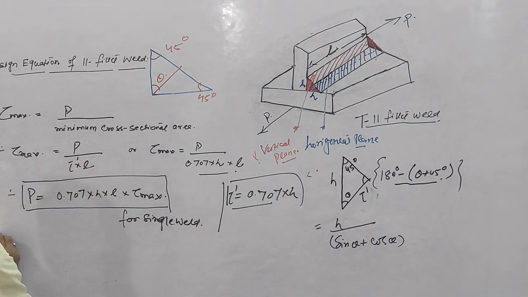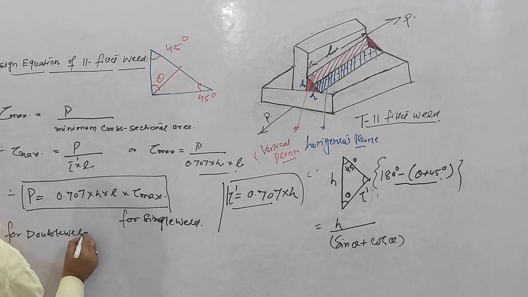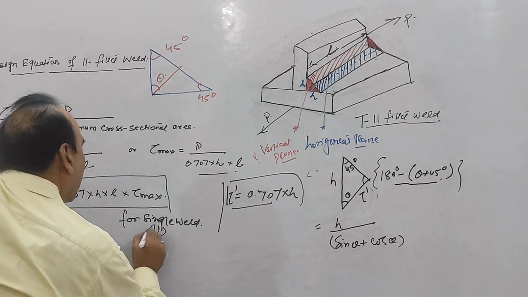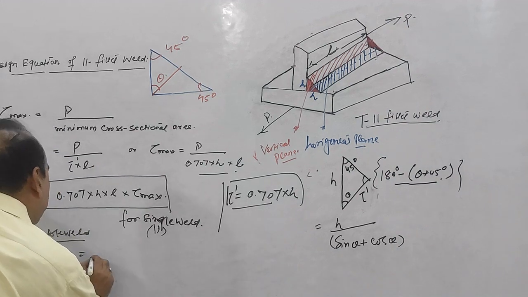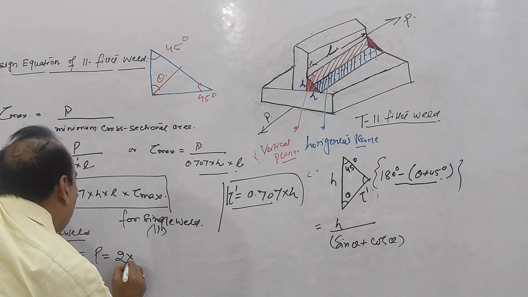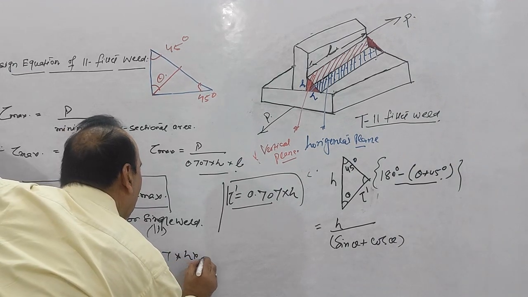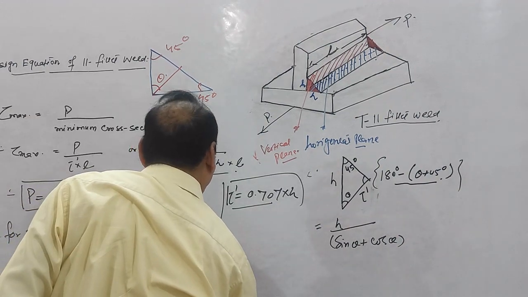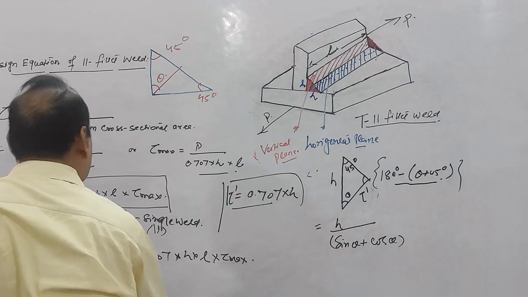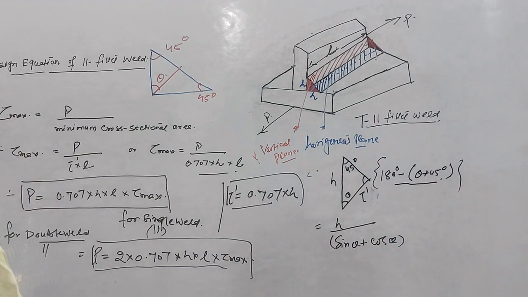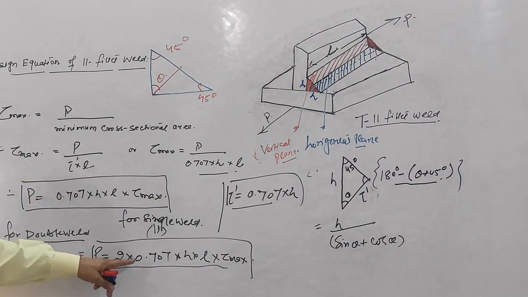So for double parallel weld, write for single parallel weld. So for double parallel weld, your equation is P equals 2 into 0.707 into H into L into tau max. You understand this? So this is the equation of the double parallel fillet weld. This is for double parallel fillet weld and this is for single parallel fillet weld.